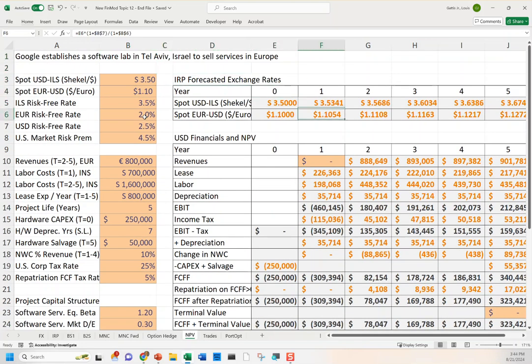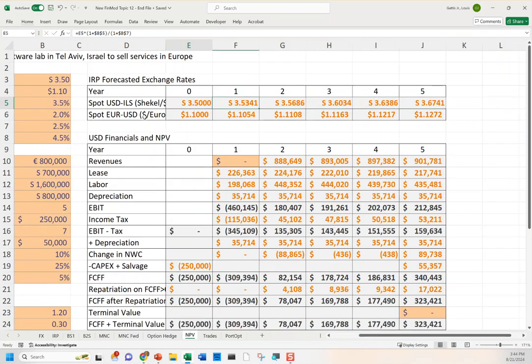So let's build an income statement and get free cash flows. Well, I need revenues. Well, the revenues are in euros. I can't use the spot price of the shekel, 350, to exchange cash flows 2 years from now. So what I need to do is forecast the shekel per dollar exchange rate, which today is 350. I'm going to use my IRP model, interest rate parity model, 1 plus shekel interest rates over 1 plus dollar interest rates. So these are the forecasted exchange rates per year.